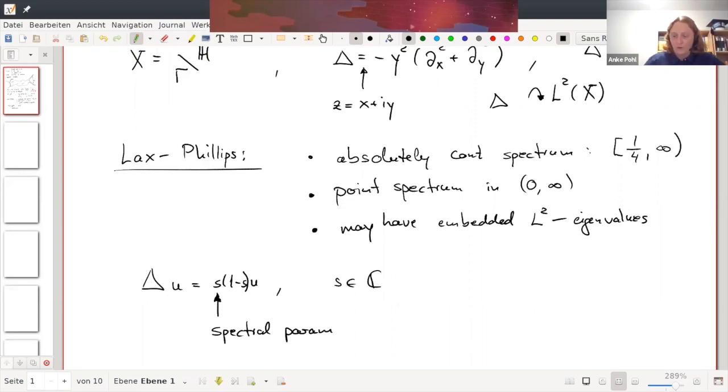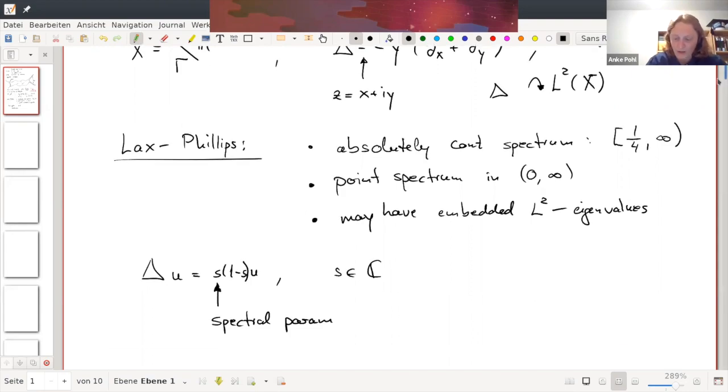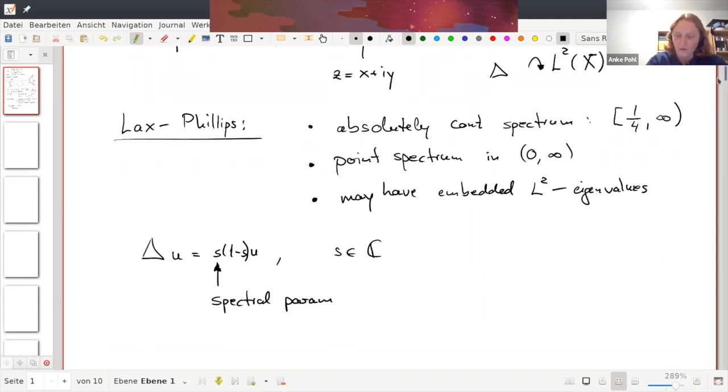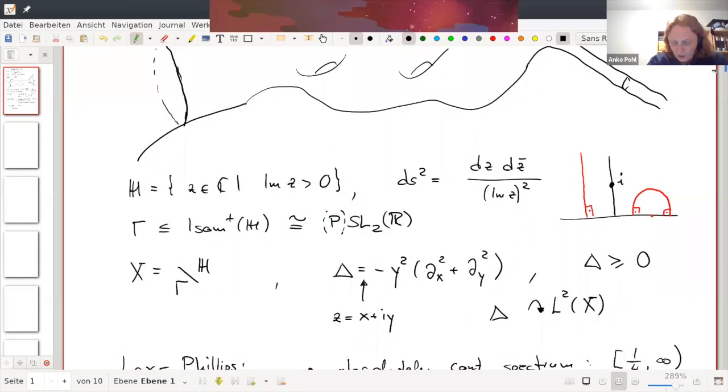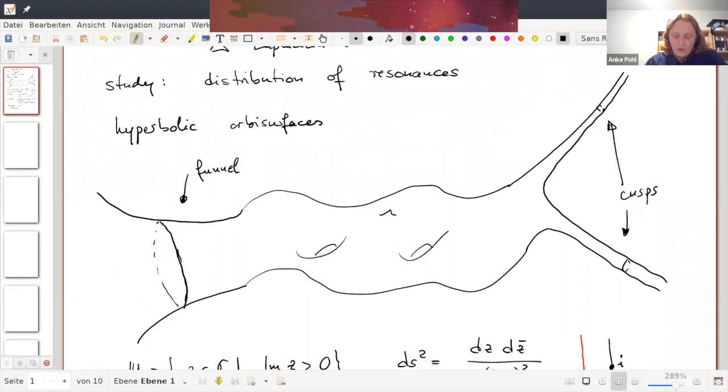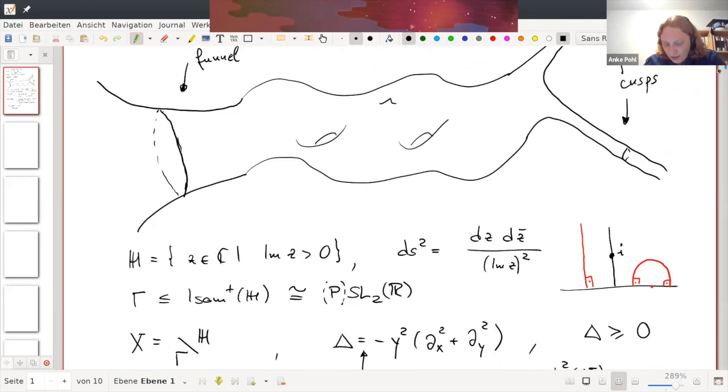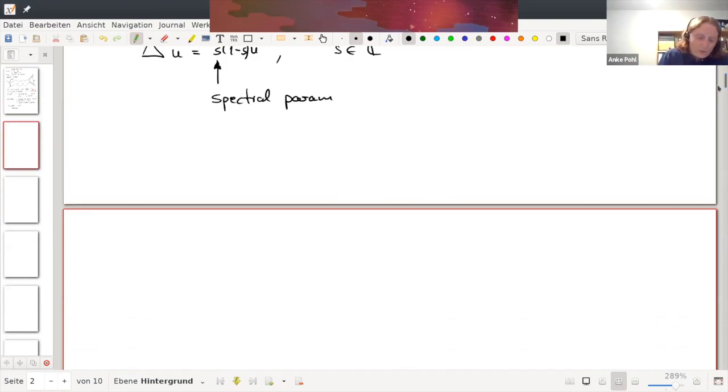So let me first draw where the spectrum is located for different spaces. And we will notice, let me go up to my picture, that it now makes very much difference whether I have cusps or funnels or neither of those. So here it is. Let us first suppose that we are in a situation where we have neither funnels nor cusps. So our space is compact. So it essentially looks like this.